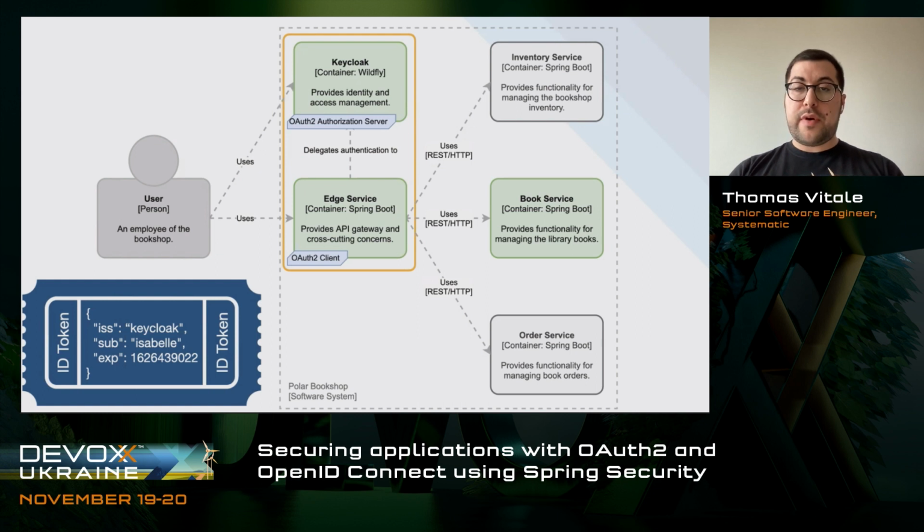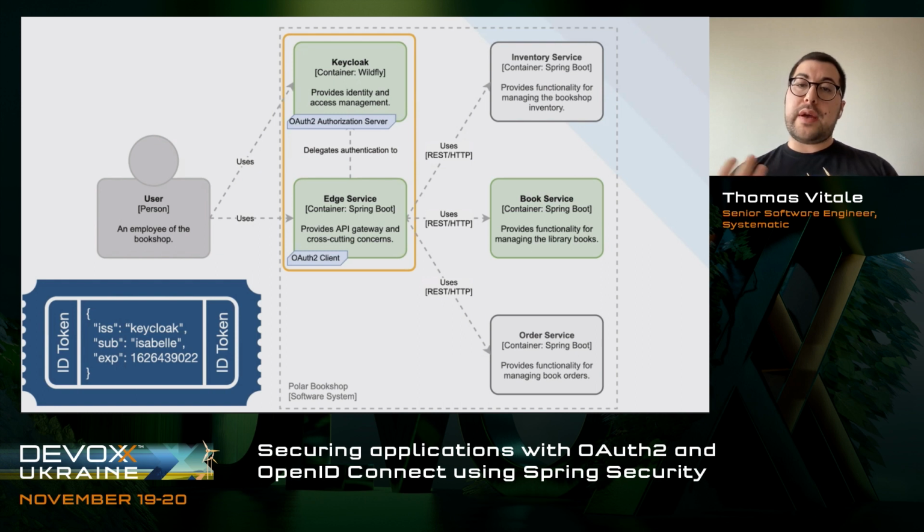Now we have a problem. We focused on Edge service and Keycloak. The user is authenticated, but Edge service is a gateway, right? So we have a bunch of microservices in the backend that are the ones that contain resources that are protected and that the user is interested in accessing. For example, a user wants to get a list of books.